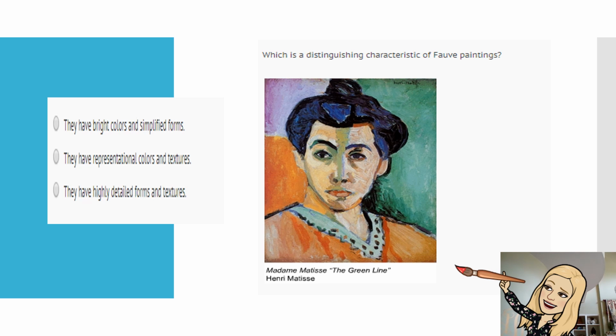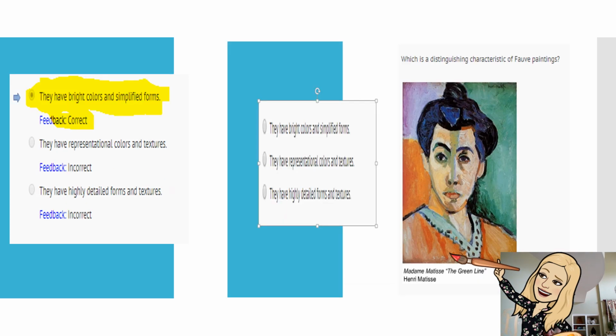Okay, Henri Matisse was characterized as a Fauvist, so was Vincent van Gogh and a few others, just for, I'm sure that was in your text. But let's see, what answer do you think is correct? Okay, the correct answer was they have bright colors and simplified forms. We will learn more about these types of painters, I think, in spring semester. This is one of my favorite periods in art.